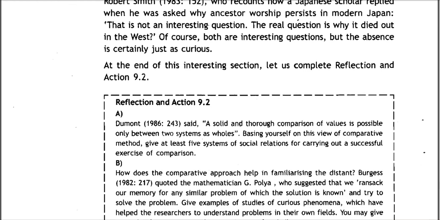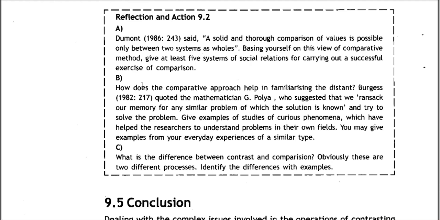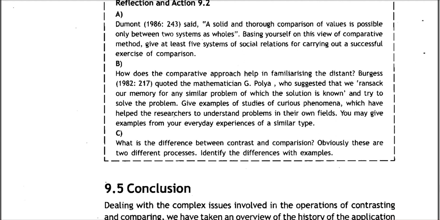At the end of this interesting section, let us complete Reflections and Actions 9.2. Dumont has said that a solid and true comparison of values is possible only between two systems as wholes. Basing yourself on this view of comparative method, give at least five systems of social relations for carrying out a successful exercise of comparison. How does the comparative approach help in familiarizing the distant? Burgess quoted the mathematician G. Polya, who suggested that we ransack our memory for any similar problems of which the solution is known and try to solve the problem. Give examples of studies of curious phenomena which have helped researchers to understand the problem in their own field. You may give examples from your everyday experiences of a similar type.